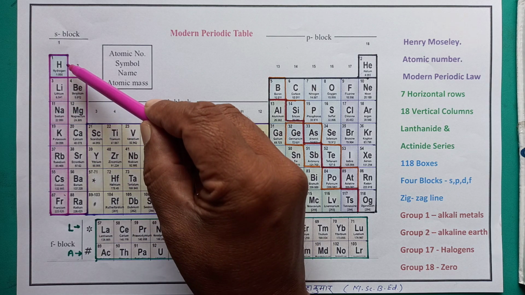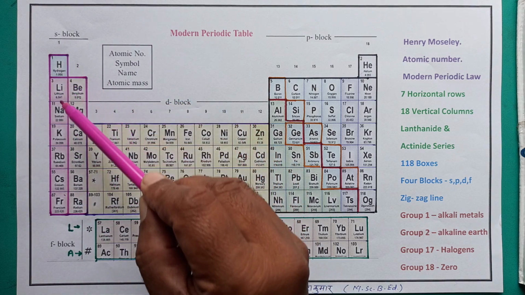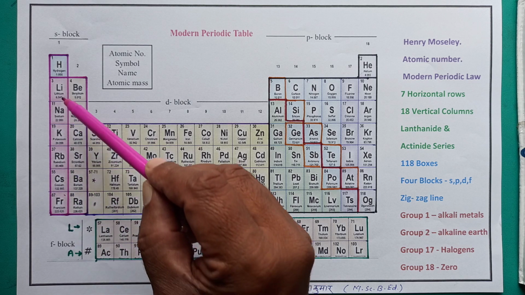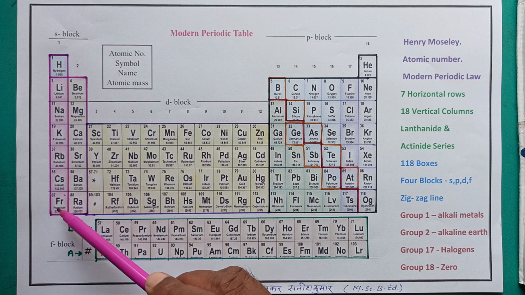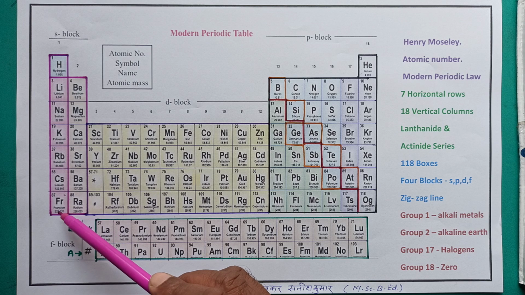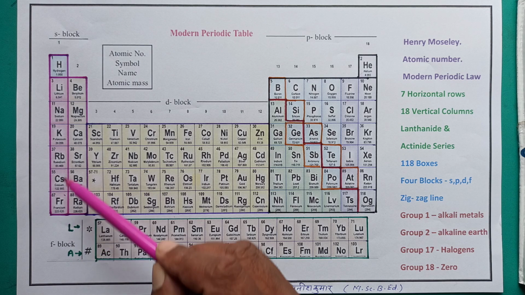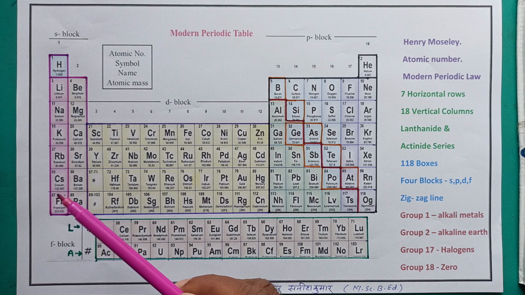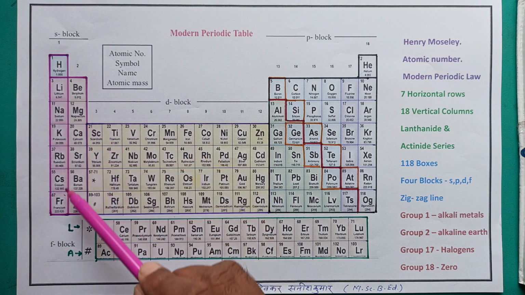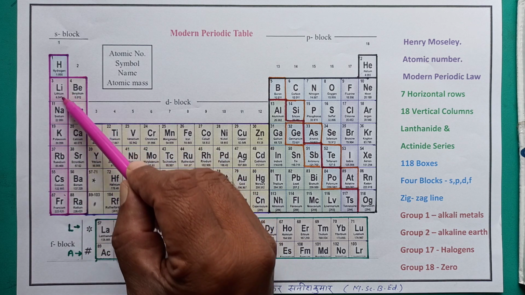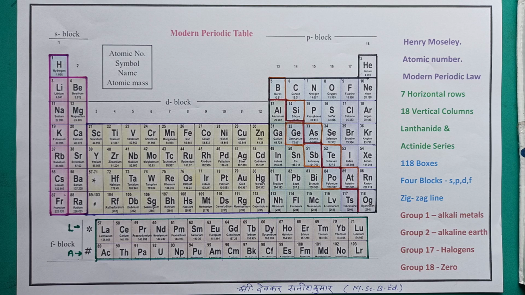Then group first elements: lithium, sodium, potassium, rubidium, cesium, francium. These are the group first elements, and this group is called the alkali metals. The valency of all these alkali metals is only 1. So the valency is the same, so the chemical properties of all these alkali metals are the same.